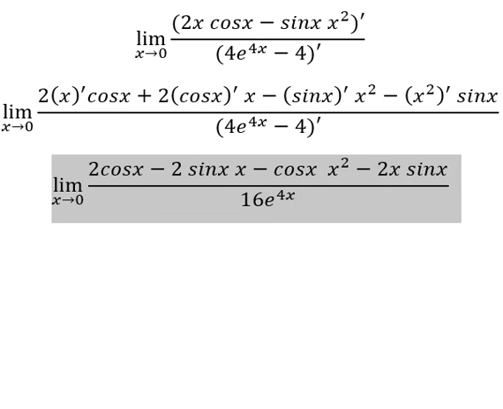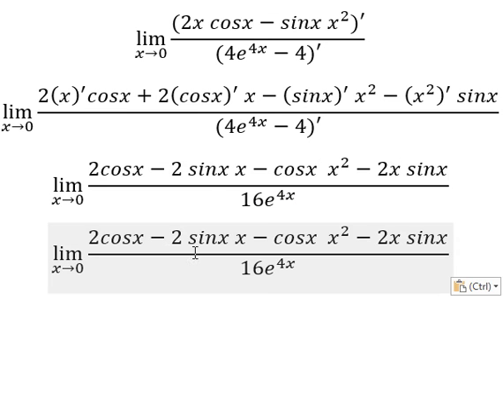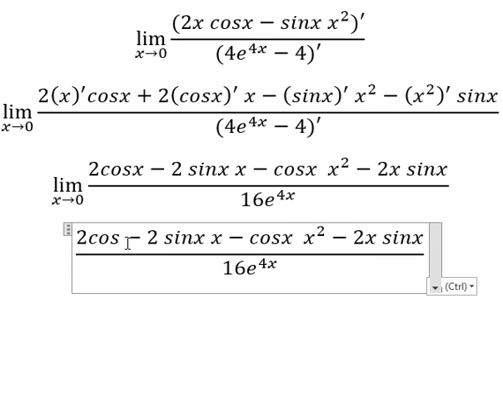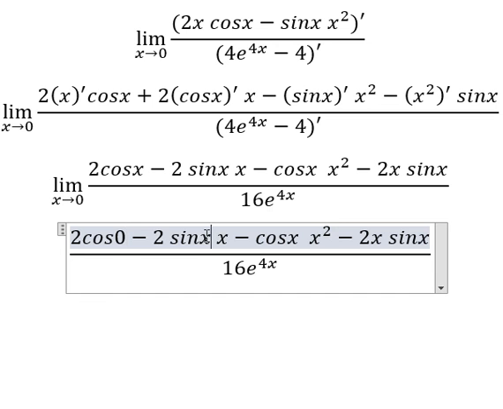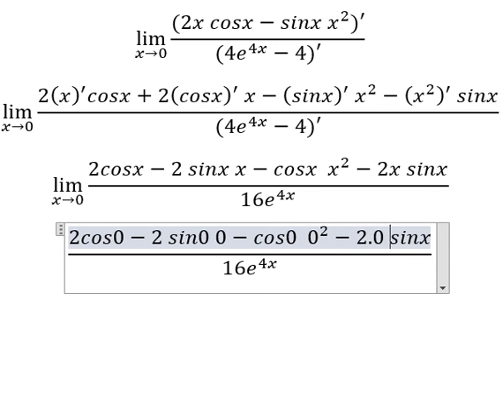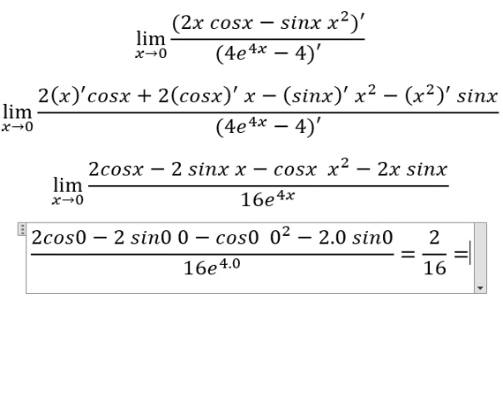And we have the final answer. So this one we have 0, 0, and 0. This one we have 2 multiplied by the number 1, 16 with the number 1. So we have 2 over 16, and we have 1 over 8.